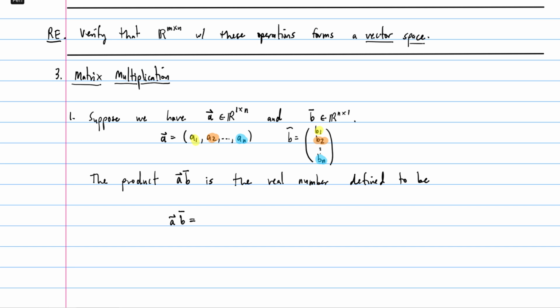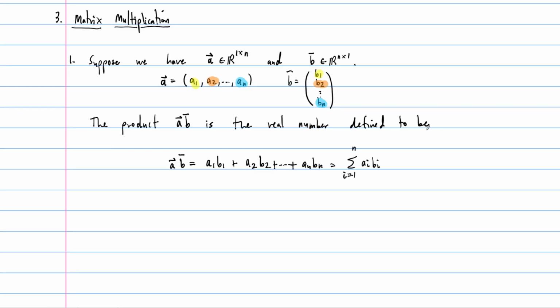All right, and it's very important that it's row first and then column. It's not defined any other way. So this order matters here, okay? But this is defined to be A1 B1 plus A2 B2 all the way up through AN BN. And this can be written in sigma notation as the sum, i goes from 1 to n, of AI BI. Okay? So this is how we define the multiplication of a row vector times a column vector. By the way, this is similar to the way that the dot product is defined in calculus, right? Component by component, and then add them all up and get a number back. So this should remind you of the dot product of calculus 2.